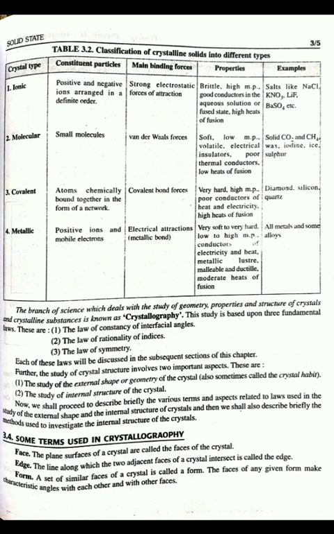And the properties: very soft to very hard, low to high melting point, conductors of electricity and heat, metallic luster, malleable and ductile, moderate heats of fusion. Examples: all metals and some alloys.